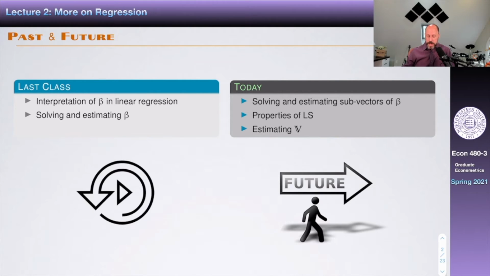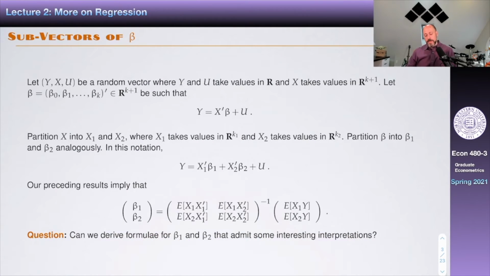No. Okay. Good then. The vectors of beta. So we're gonna use the same notation we used last time. We're gonna have x, y, and u. Y and u are gonna be scalars, and x is gonna be a vector taking values in R^(k+1). And then beta is going to be in R^(k+1), and it's going to be such that y is equal to x prime beta plus u.